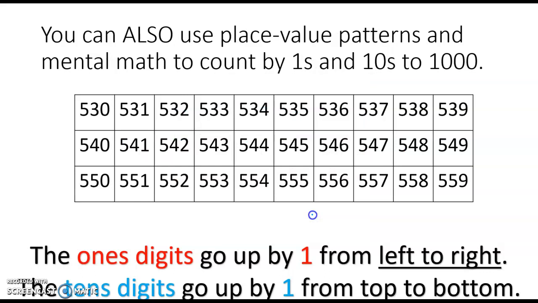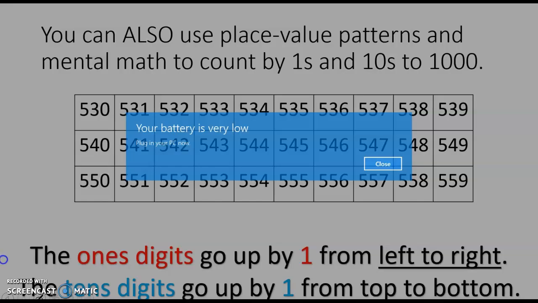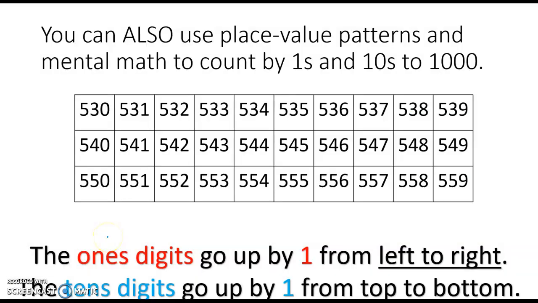We can also use place value patterns in mental math to count by ones and tens to 1,000. So notice we're adding another place value. We're adding our hundreds place, and this is just some of the numbers that we would see if we were counting to 1,000. So it's going to be the same. The ones digit's still going to go up by 1 from left to right. So remember, this is left. This is right.